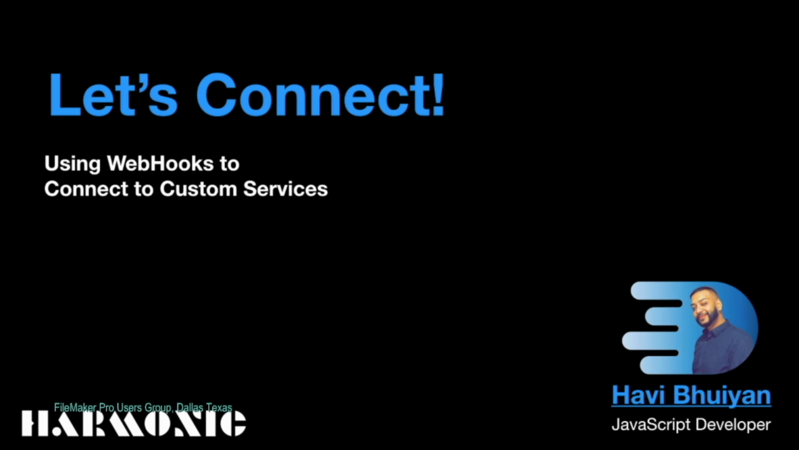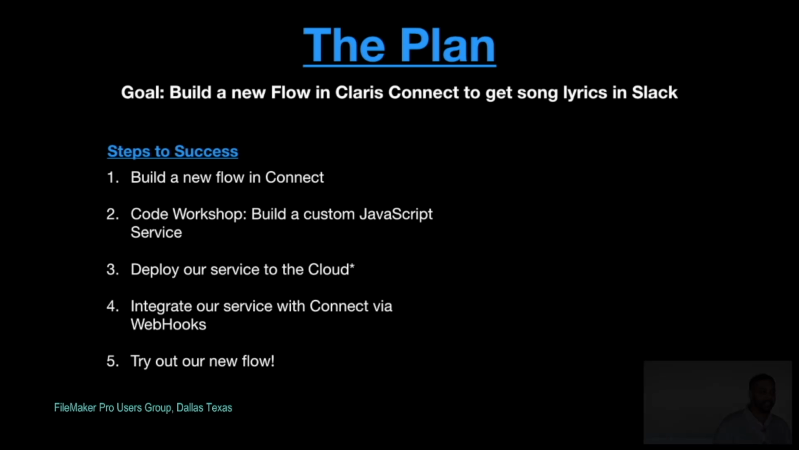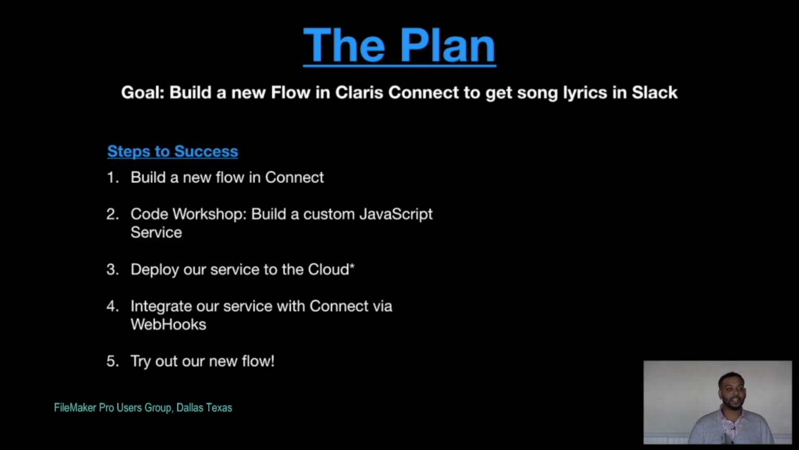We'll find out. So during this presentation, the plan is we're going to build a new flow in Claris Connect. What we're going to be doing today is creating an API of books, of our favorite books. And what's going to happen is we're going to connect to Claris Connect and use Slack to get a random book suggestion, okay?